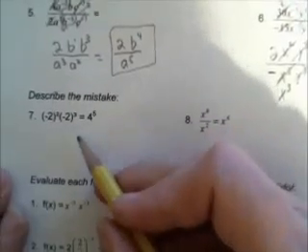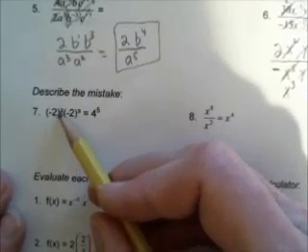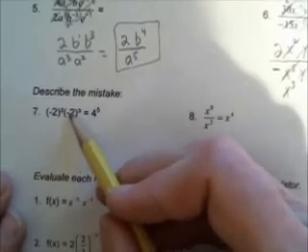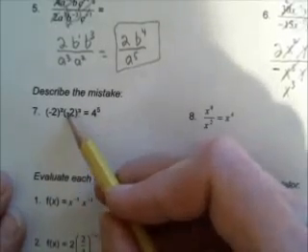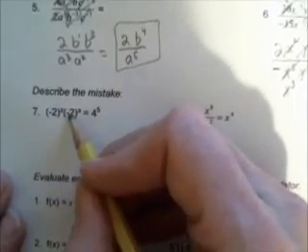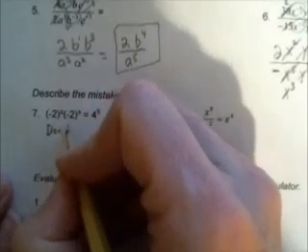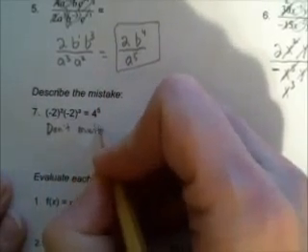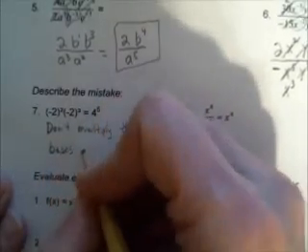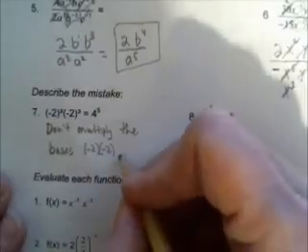Now what's the mistake that's made here? There was a student that said negative 2 squared times negative 2 to the 3rd. They multiplied negative 2 times negative 2 and got 4 and added the exponents. Well, the mistake is you're supposed to keep the bases. You're not supposed to multiply bases. So the mistake is don't multiply the bases, negative 2 times negative 2. All right? You keep them.